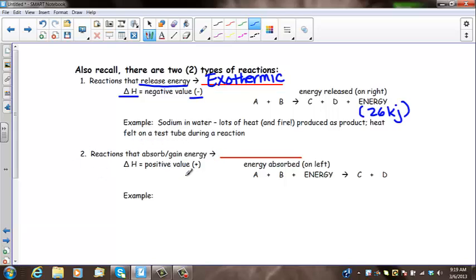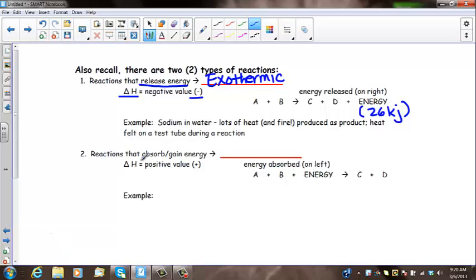Example, sodium and water. If I take sodium metal and put it in lots of water, remember the video I showed you about how group 1 metals react in water. They're very explosive. There's usually lots of heat and fire. So the heat is a product, okay? Whenever we do a reaction, sometimes you'll feel some test tubes get warm. That's because they're releasing energy.